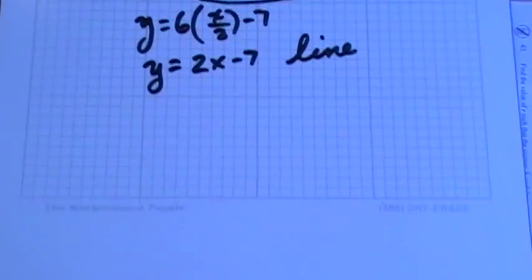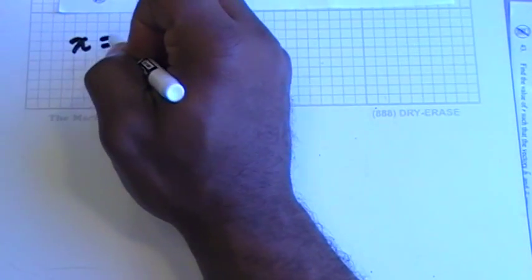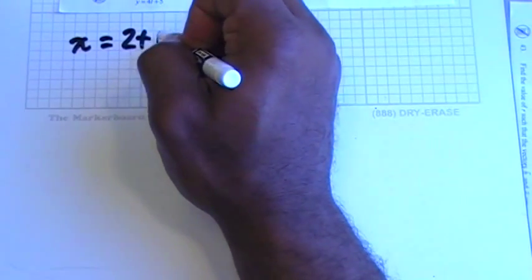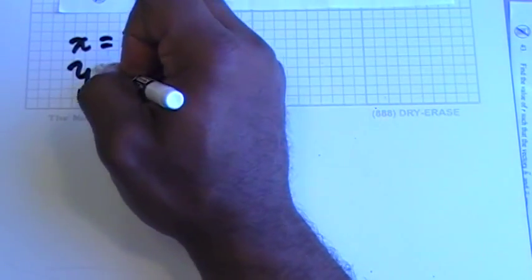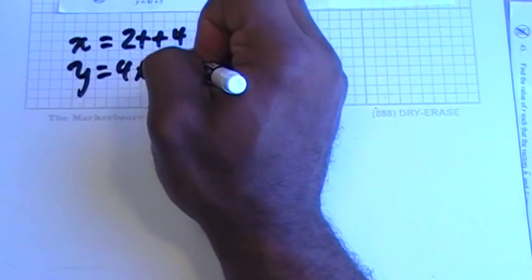All right, 32 is x is equal to 2t plus 4, y is equal to 4t plus 5.